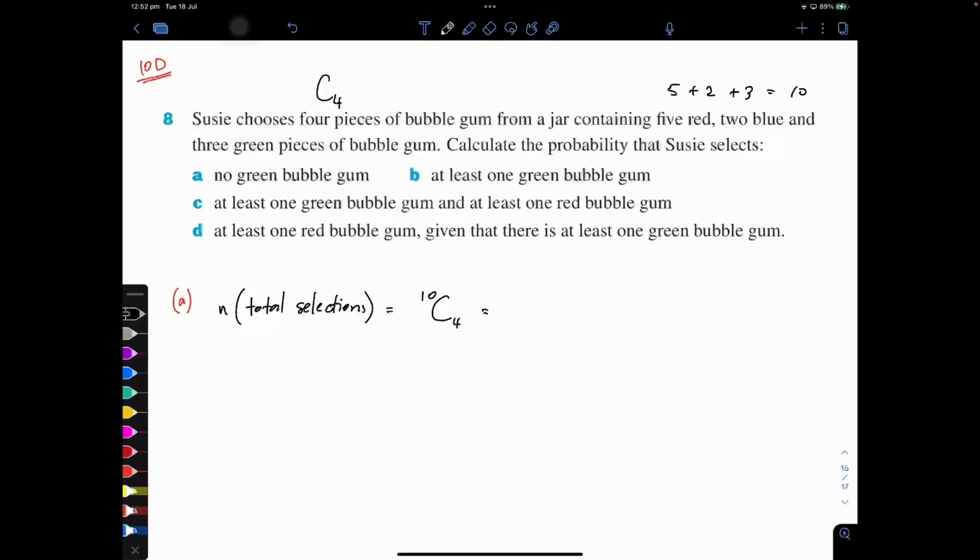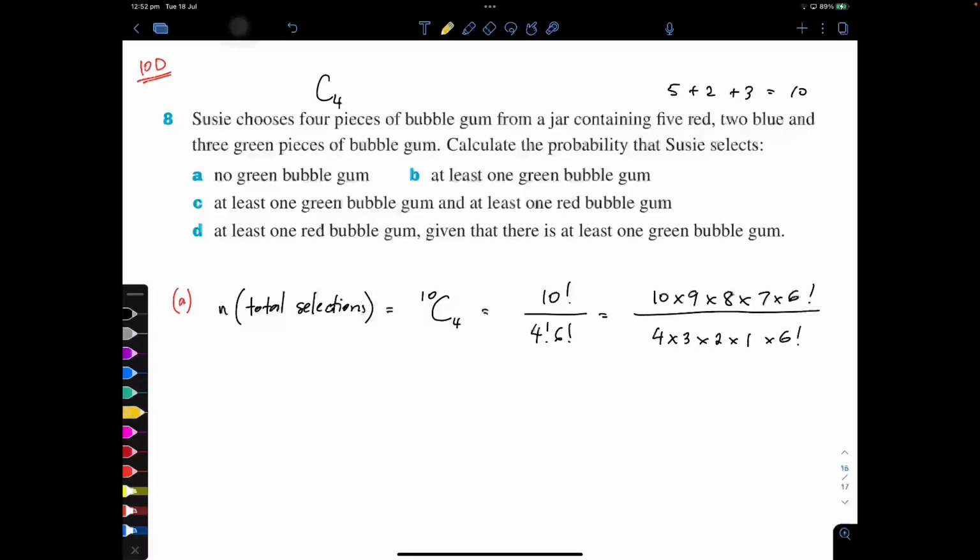Just as a recap, if you want to see how it's calculated, it's 10 factorial over 4 factorial times 6 factorial. Expand the numerator up until the highest factorial in the denominator. That's 6 factorial, so that can cancel out.